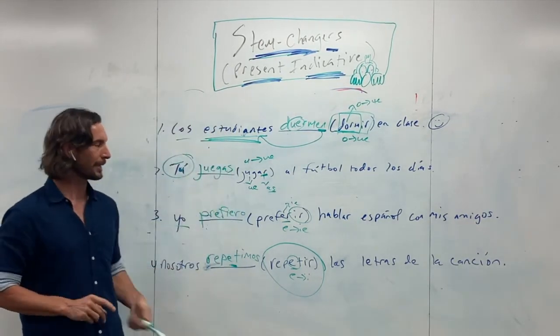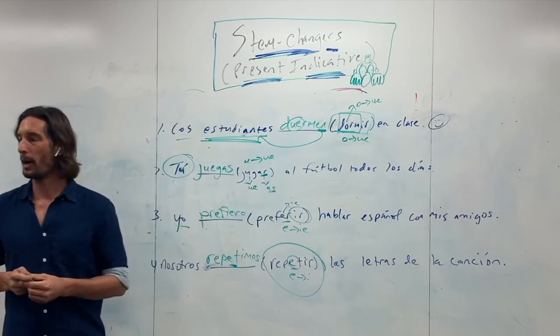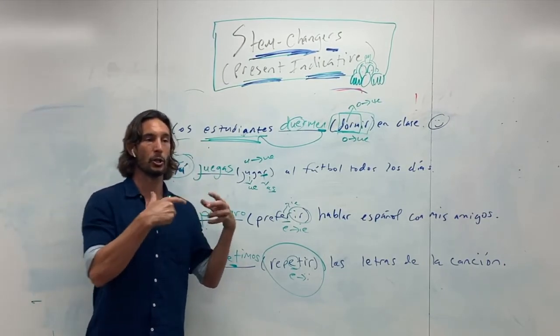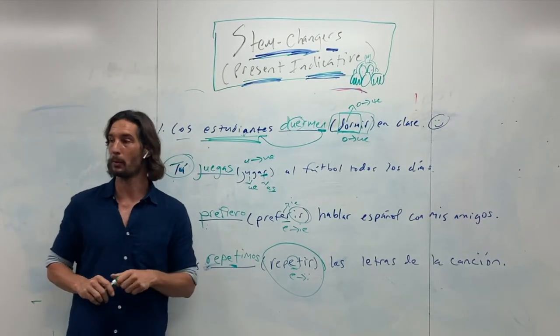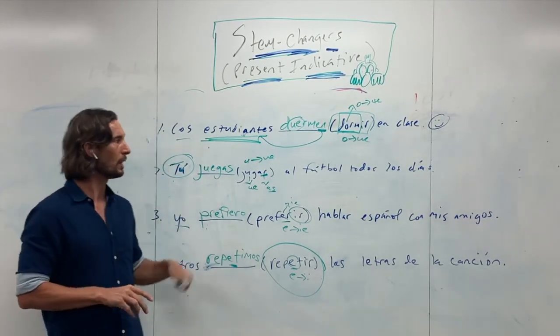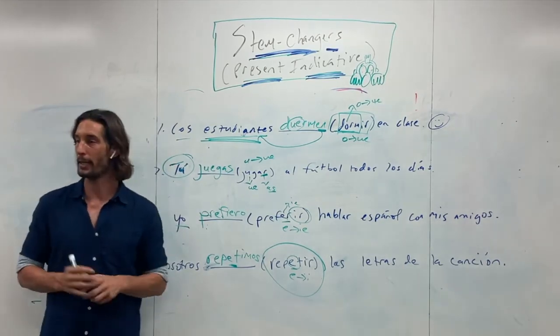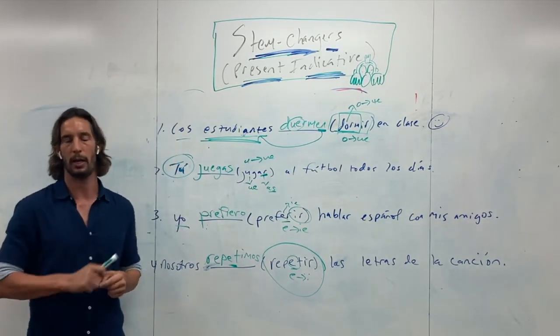And so here's some examples. Like I said, we looked at what the stem changers are. We've looked at how they work. And here's 4 examples of how you can use them in a sentence. So I hope all of this was helpful for you guys. I know this was a lot, but hopefully it was helpful today.